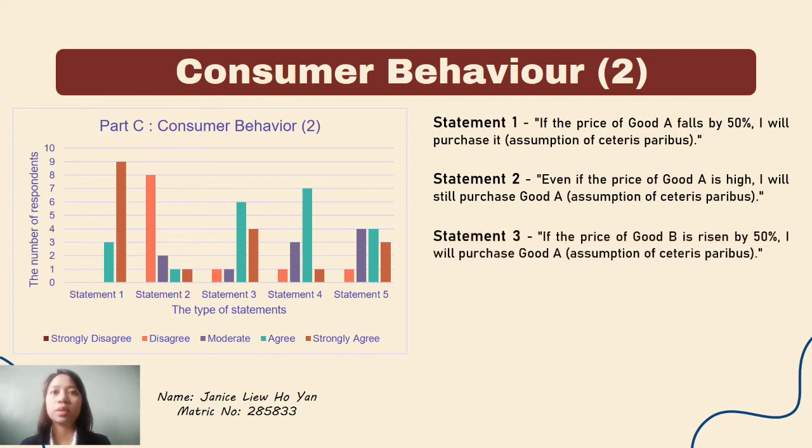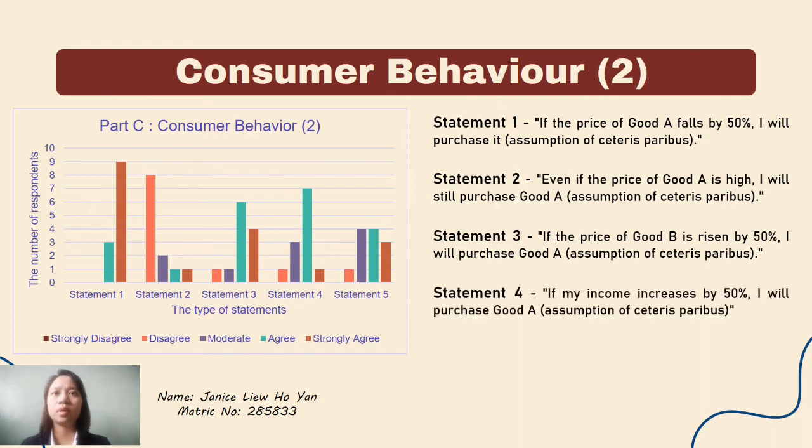Statement 3 is, if the price of good B rises by 50%, I will purchase good A. Assumption of ceteris paribus. Most of the respondents answered agree to the survey. This is because good A is a substitute good of good B. Good A and good B can be replaced with each other and have similar types of ingredients. So, the buyers will purchase good A because its price is cheaper than good B to satisfy their desires.